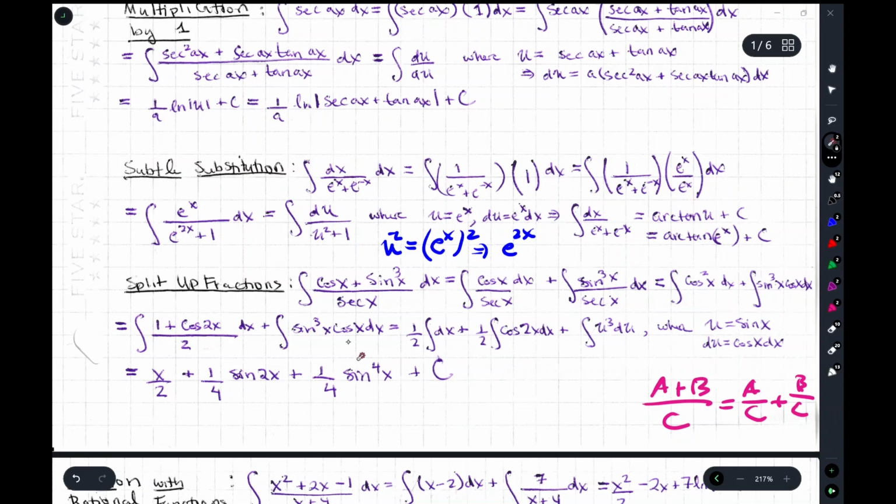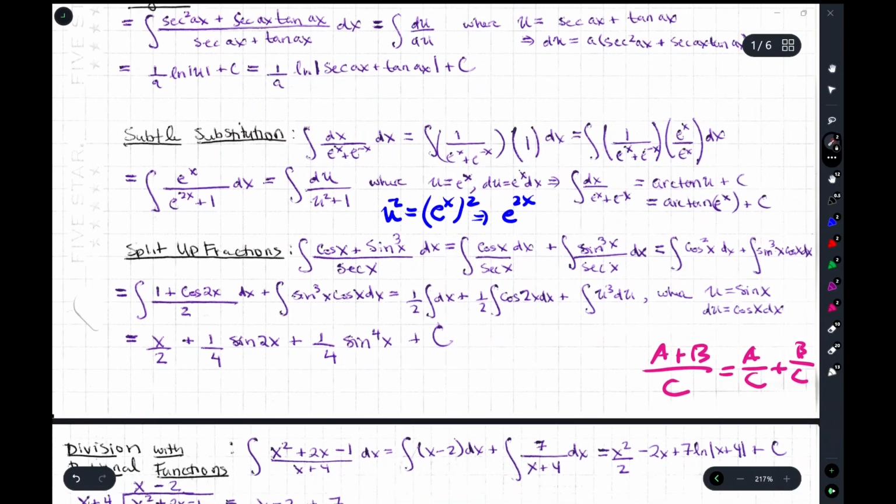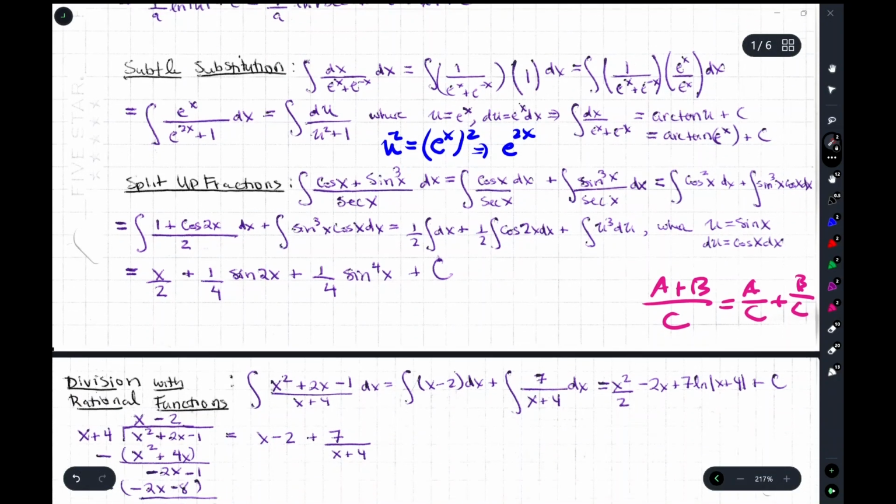And with the sine cubed term, we could also use u substitution for that integral. Okay, it's primed with having this cosine x dx for u substitution. That du is cosine x dx, and we do the integral and we end up with that term there. And by the way, that cosine x came from the 1 over secant.